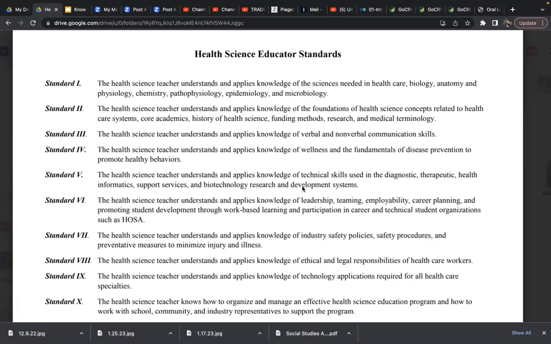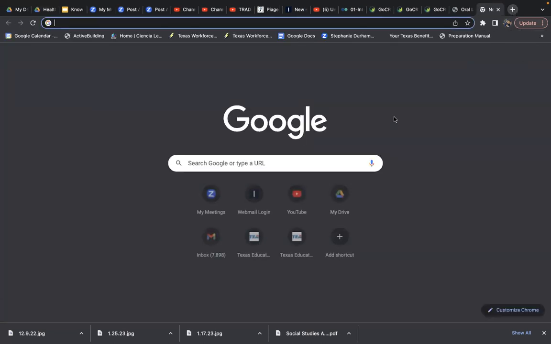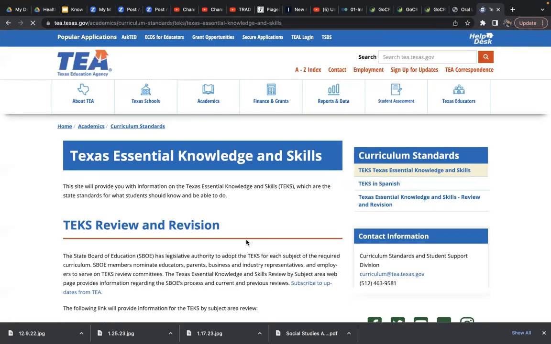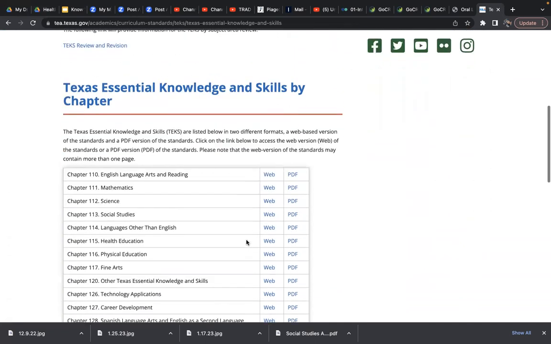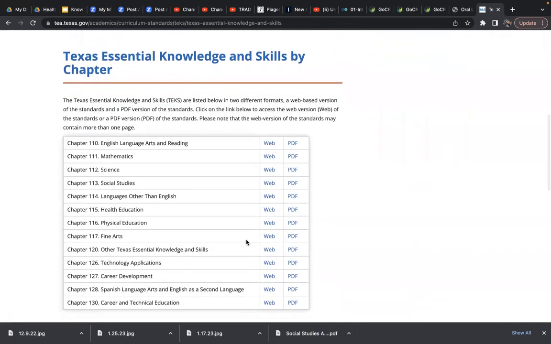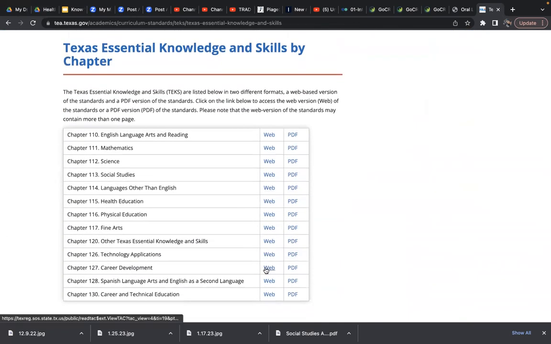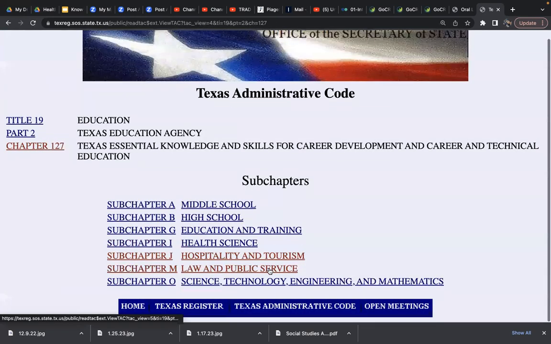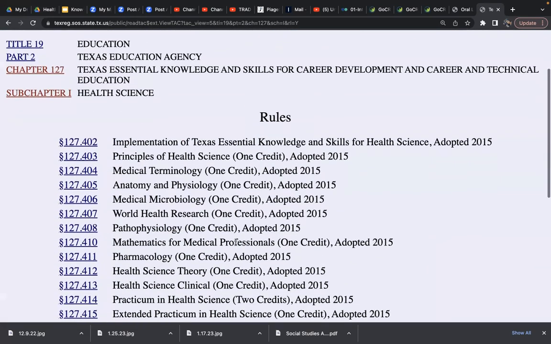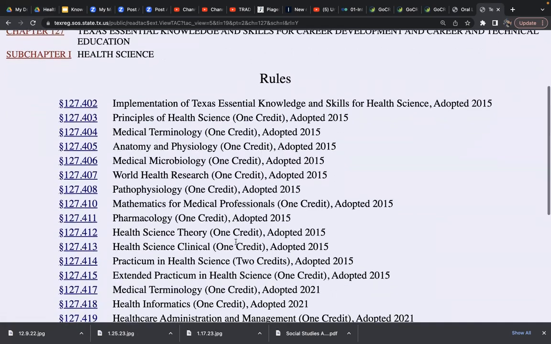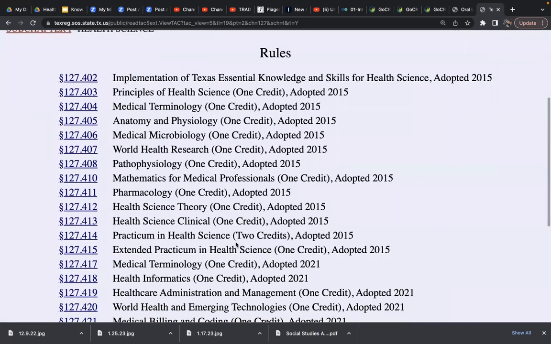But you need to know these concepts and be able to do these skills because you are required to help the students gain knowledge of their TEKS, right? So, let me see if, yeah, here it is. Here we are, health science. So here are our TEKS. There are a lot of them.